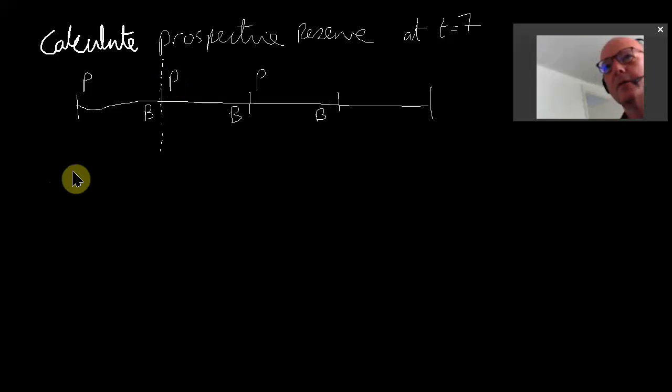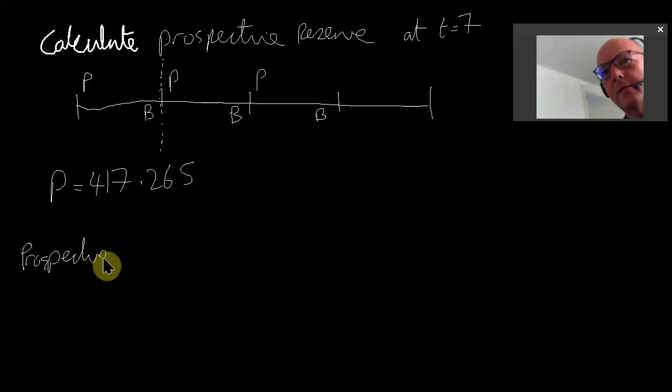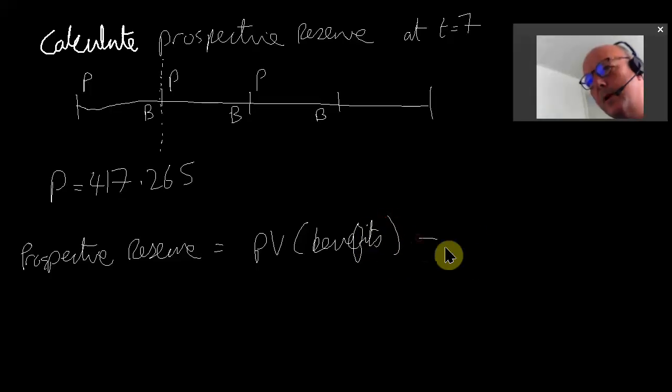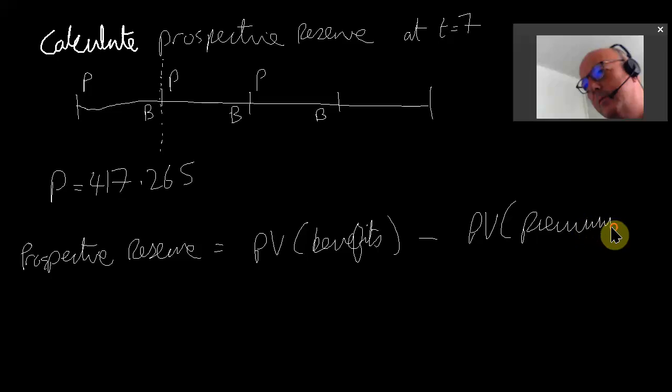Okay, so we know that our annual premium is 417.265. So what are our prospective reserves? It's very, very simple. It's the present value of the benefits minus the present value of the premiums. That's it.